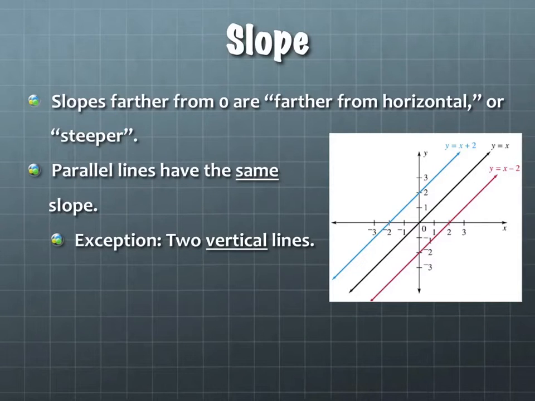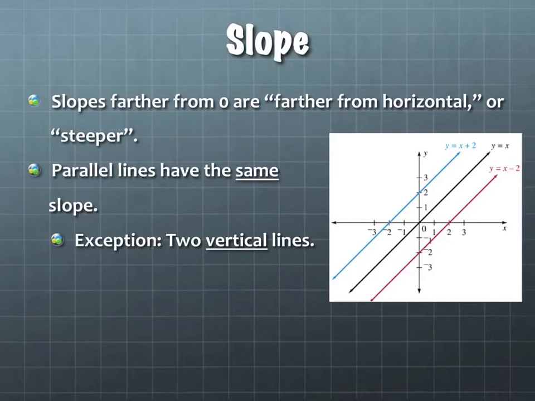Parallel lines have the same slope. So if one of the slopes of a line is 5 and you've got a line that's parallel to it, it will also have a slope of 5. And that seems like it should make sense. Parallel lines should be the same amount of steepness as one another.